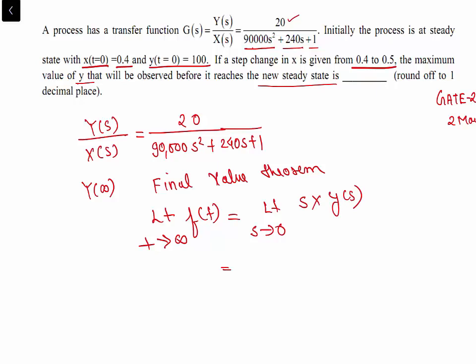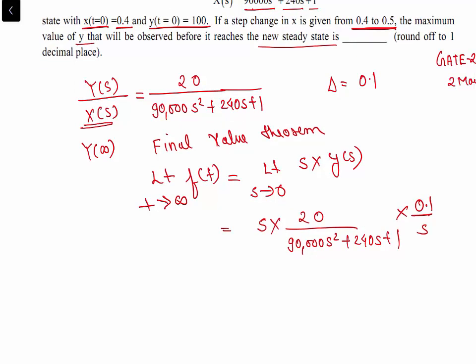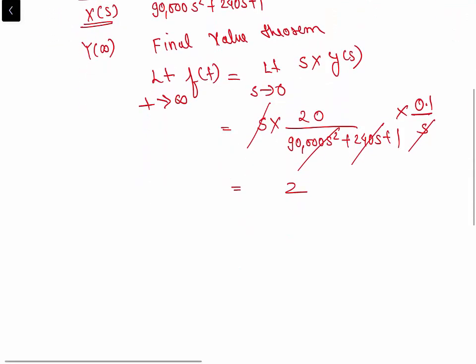Okay, so here we will put s multiplied by Y(s), which is 20 upon 90,000 s square plus 240 s plus 1 and X(s). So what is the value of X(s)? There is a step change 0.4 to 0.5, so delta will be 0.1. So step change is 0.1 by s. Okay, so that easily we can solve it. आराम से सारी टर्म्स कैंसिल हो रही है यहाँ पे, ये ज़ीरो, so it will be coming 2. Okay, so if I draw the graph it will be like this.